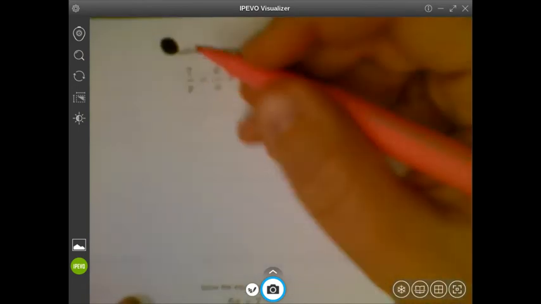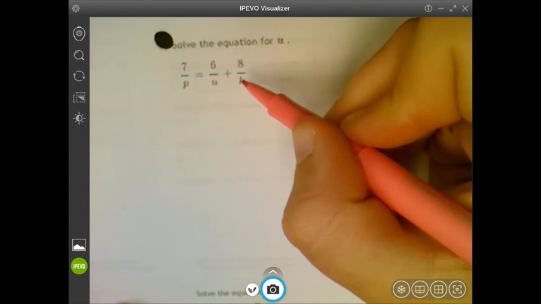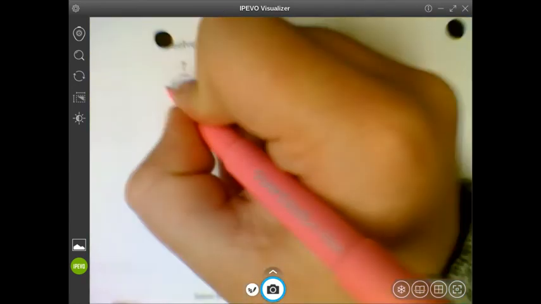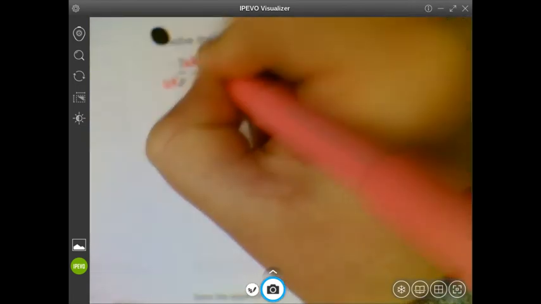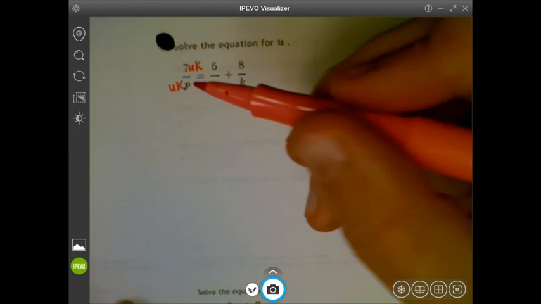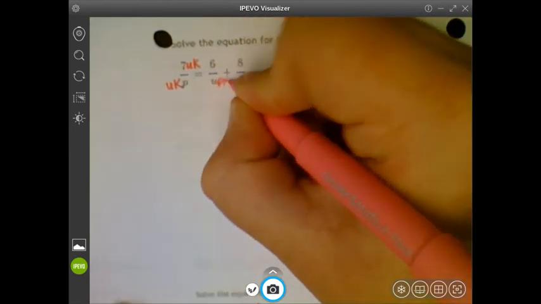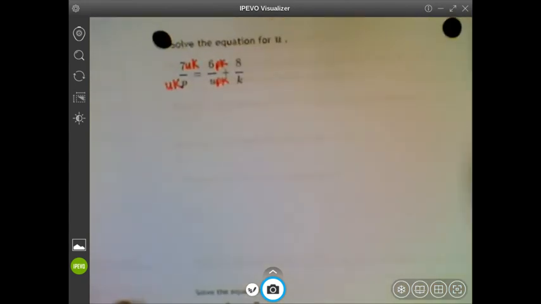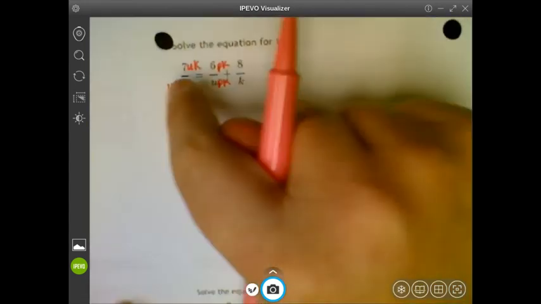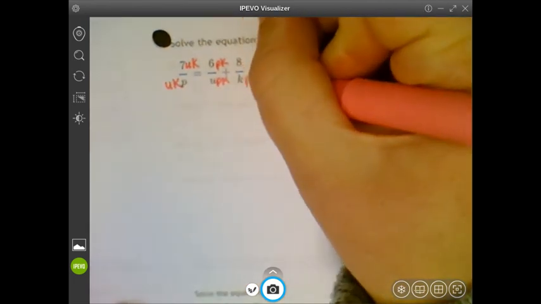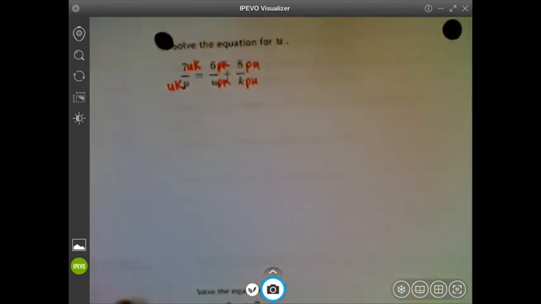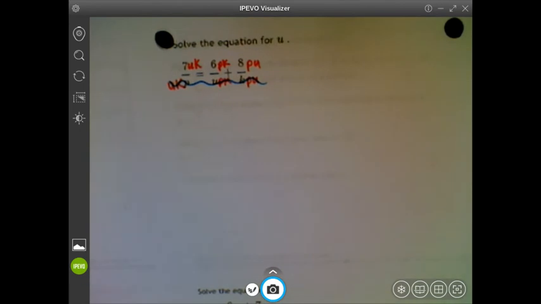And so I want them all to have a P, all to have a U, and all to have a K. This first one doesn't have the U or the K, so I'm going to multiply by UK, and on the top, I'm also going to multiply by UK. The middle one is missing the P and the K, so I'm going to multiply by PK and also multiply the top by PK. And then this last one is missing the P and the U, so I'm going to multiply by PU and the top also by PU. And all those denominators are now the same, which means they will all simplify themselves out.